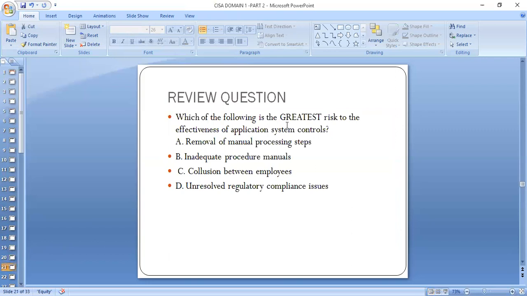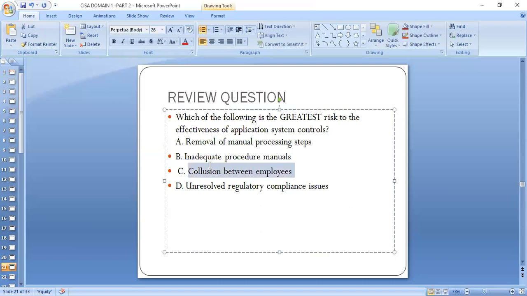Review question: which of the following is the greatest risk to the effectiveness of application system controls? A, removal of manual processing steps. B, inadequate procedure manuals. C, collusion between employees. D, unresolved regulatory compliance issues. Now, all of them are very serious concerns, but the most important one here is C, collusion. Collusion nearly has no antidotes.